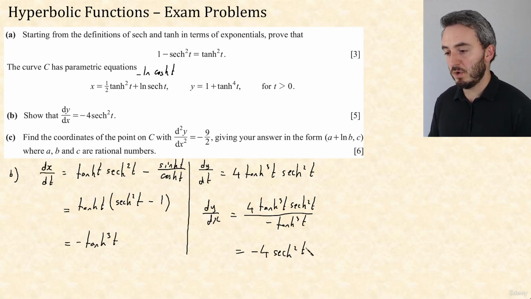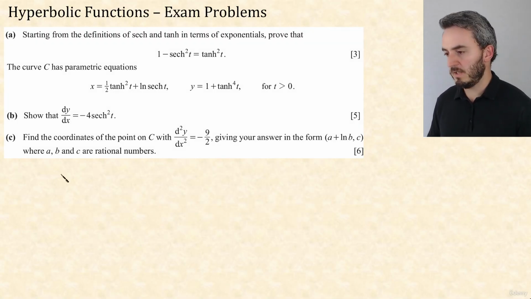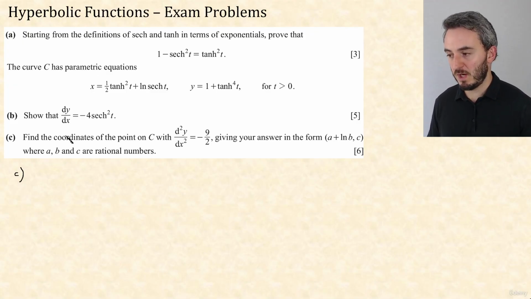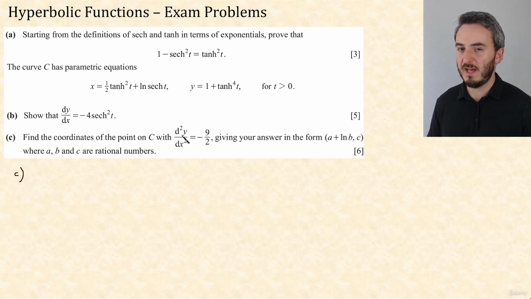Okay, find the coordinates of the point on C with the second derivative equal to minus 9 over 2, giving your answer in the form a plus ln b, c, where a, b and c are rational numbers. Okay, so I'm going to have to differentiate again. What I can't do is just differentiate with respect to t. I can't just differentiate minus 4 sech squared t, because dy by dx only gets to d2y by dx squared if I differentiate it with respect to x.